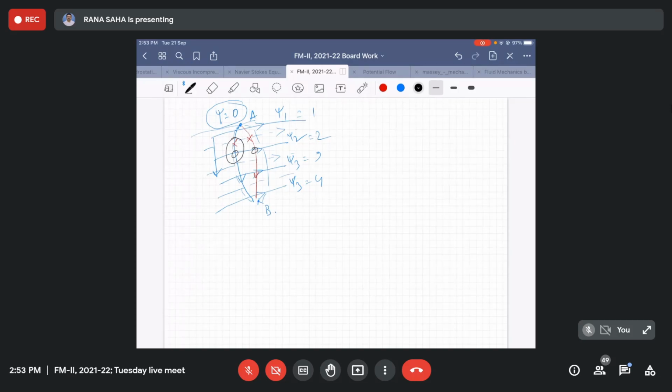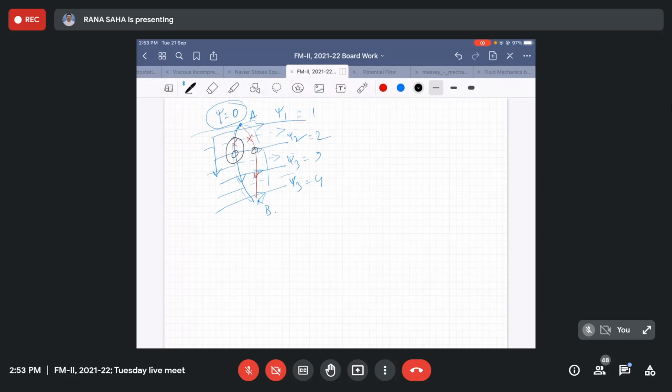The other set is u is equal to del psi del y, and v is equal to minus del psi del x. In that situation, you should define u and v as del phi del x and del phi del y. Okay, no need to incorporate minus.